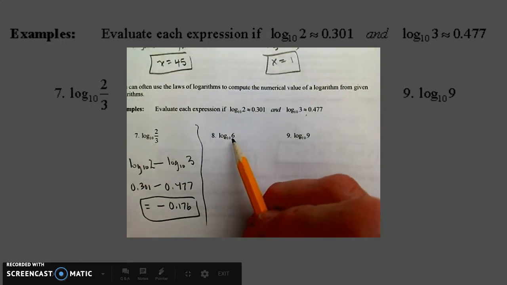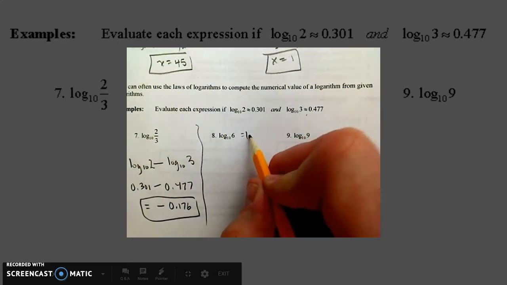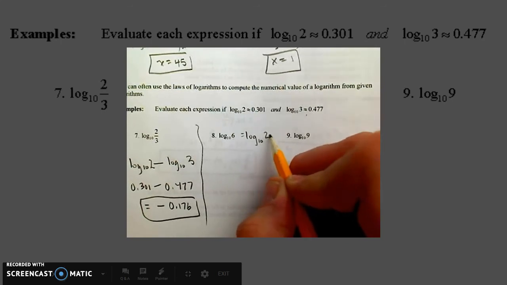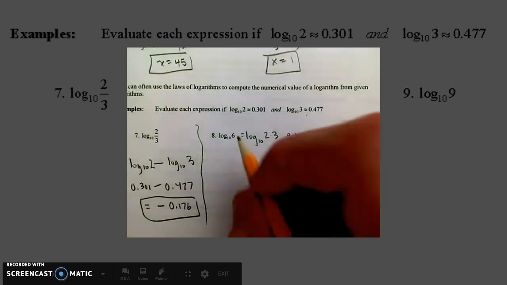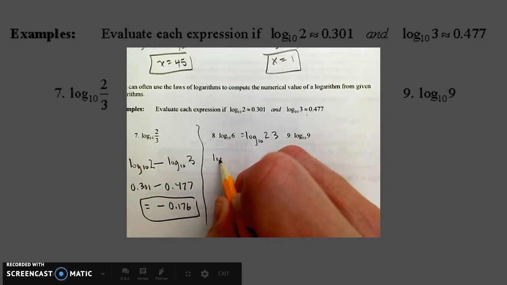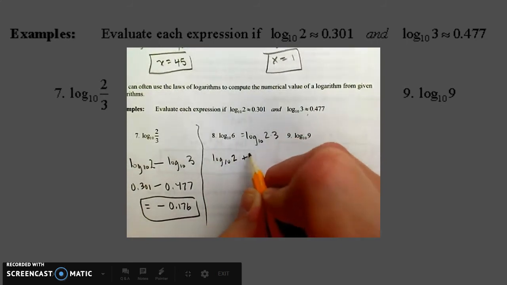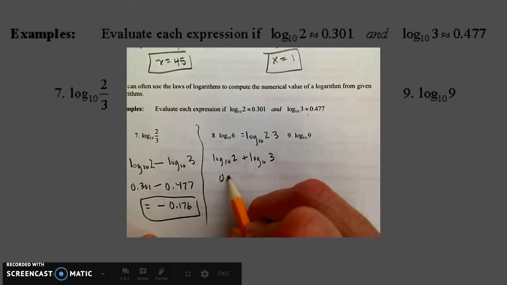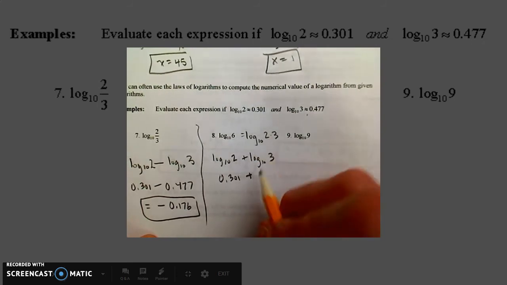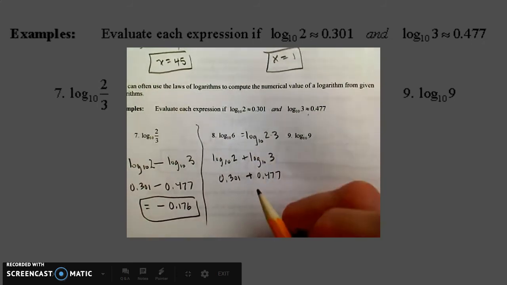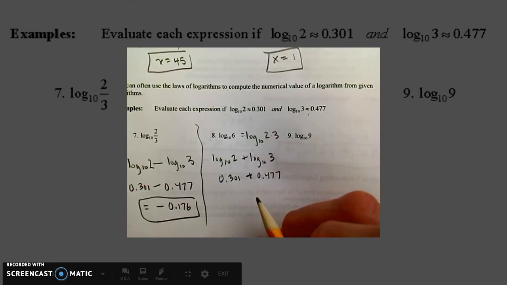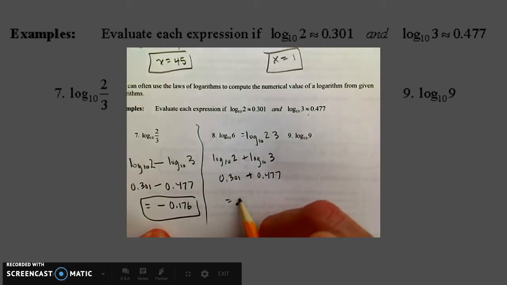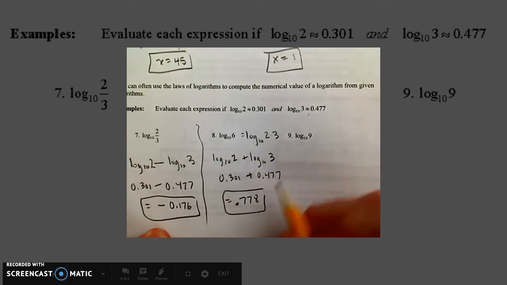So another one. Now I have 6, which can be rewritten as 2 times 3. So now I have factors, which means I can write this as an addition. Log base 10 of 2 plus the log base 10 of 3. Now I go to my values. 0.301 plus 0.477. To the calculator we go. I get 0.778.